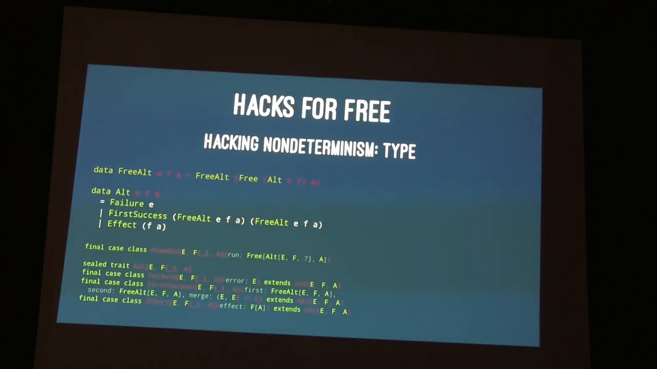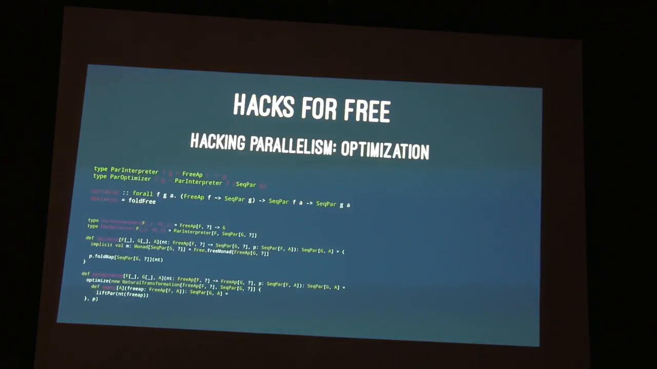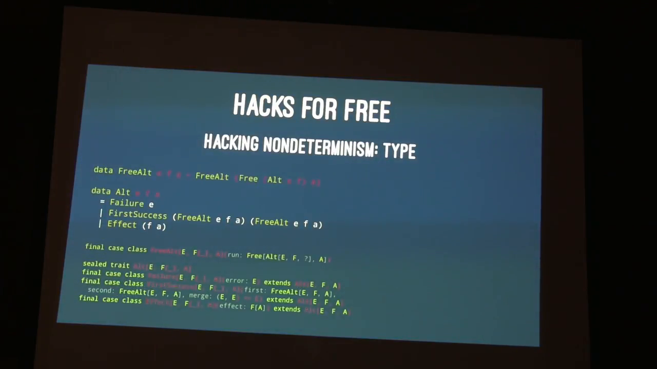Well, again, one way, by using this idea of nesting that we first saw with seq par, is we're going to create a new functor called alt, and it's either going to be a failure or it's going to be the first success among two free alt programs, or it's going to be a fact f of a. And then we take that and we stuff it into free, if that makes sense.